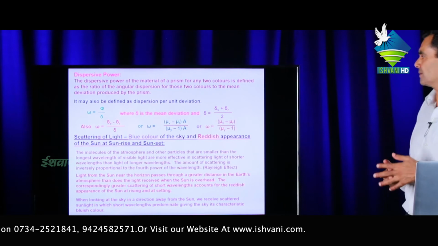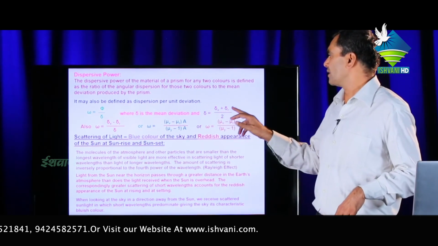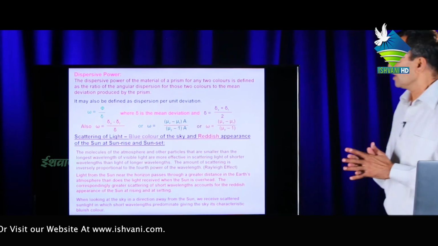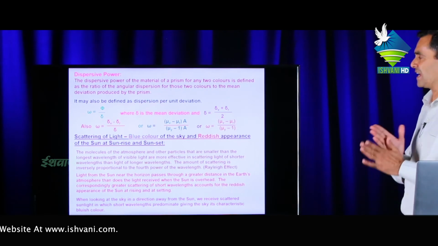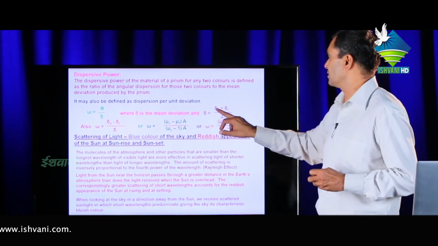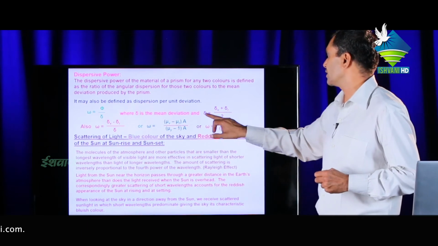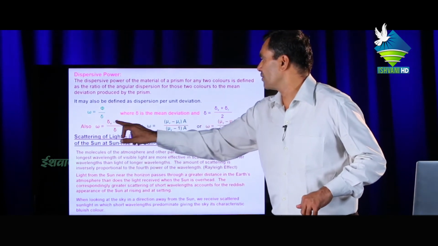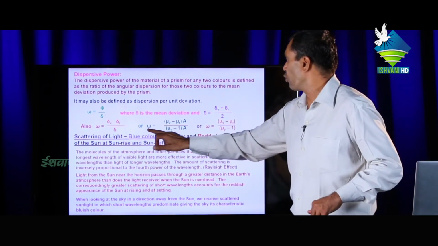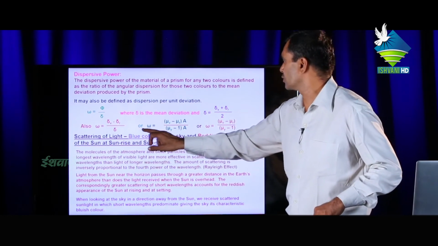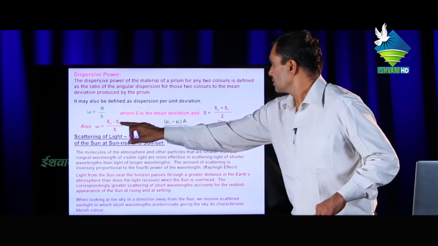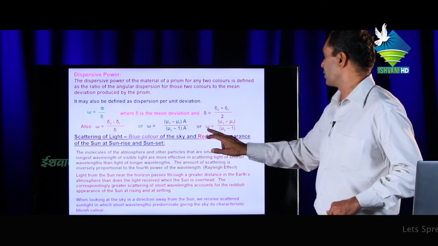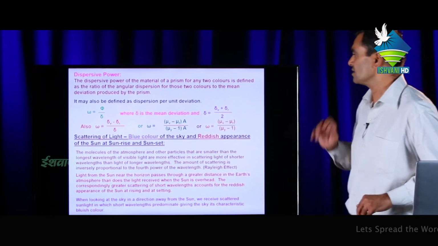But in this position, delta V and delta R, there are 7 colors: V, I, B, G, Y, O, R. If deviations are nearly the same, then mean deviation delta equals delta V plus delta R upon 2. And we know that omega equals theta upon delta, means delta V minus delta R upon delta. So omega equals delta V minus delta R, means this, and delta means this, or omega equals mu V minus mu R upon mu Y minus 1.